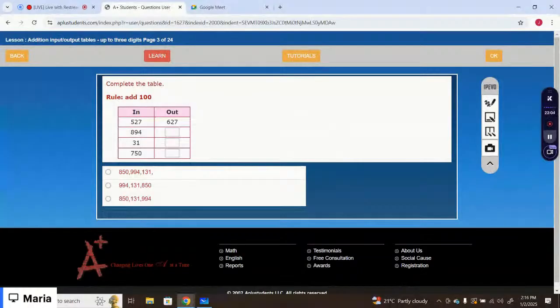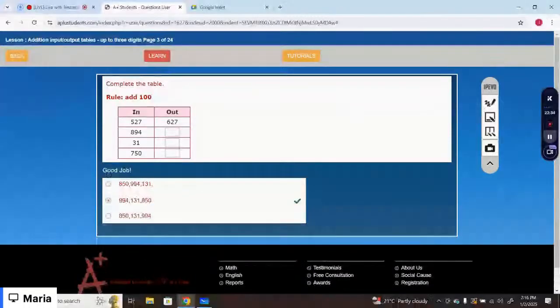Complete the table. You have to add 100. Option number 2. 994, 131, and 850. Again, option number 2 is the correct option. That is 994, 131, 850.